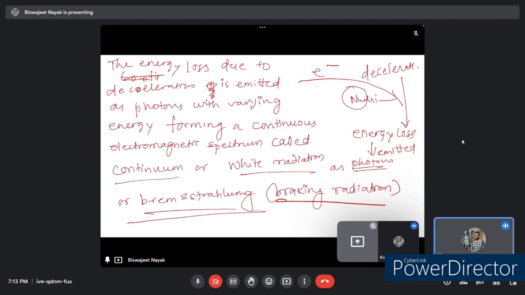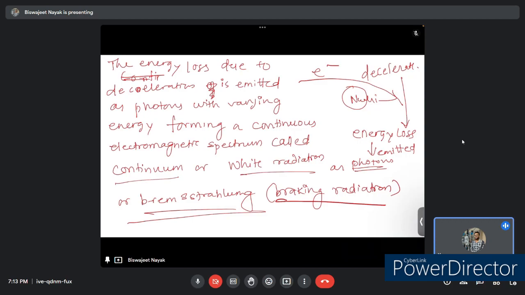So we can say the basic difference between these two, characteristic and continuous X-rays, is that one of them provides us unique features of the elements of the specimen we are taking, but the other one doesn't give that information, and they appear basically as a background.